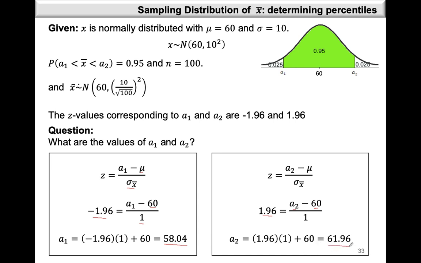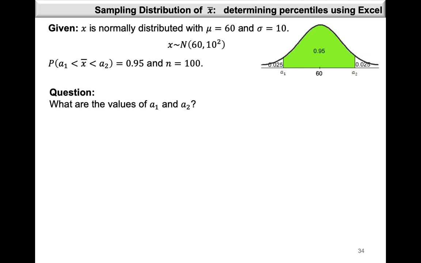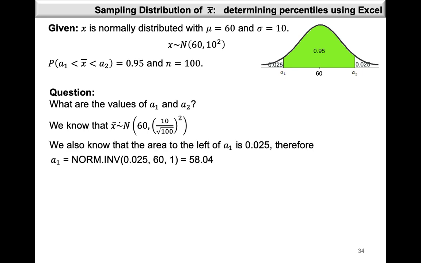Now let's calculate the values of A1 and A2 by making use of our inbuilt Excel functions. Since X bar has an approximately normal distribution with a mean of 60 and a variance of (10 over square root of 100) all squared, we're going to make use of the NORM.INV function. For A1, we know the area to the left is 0.025.